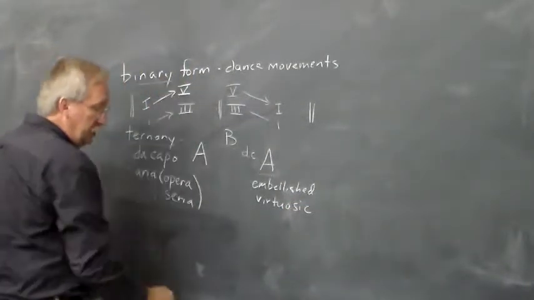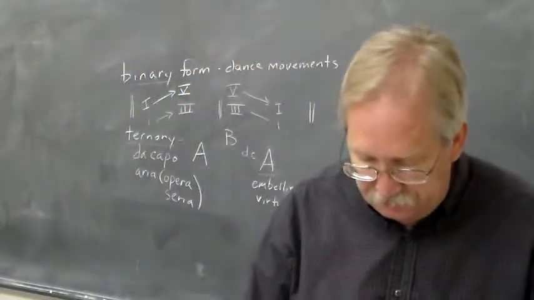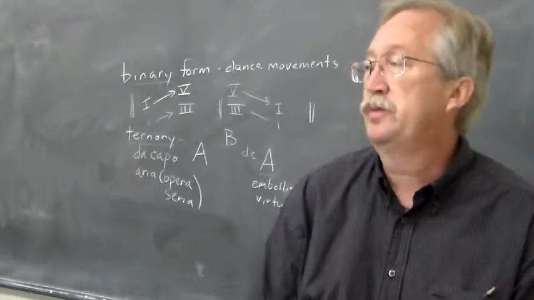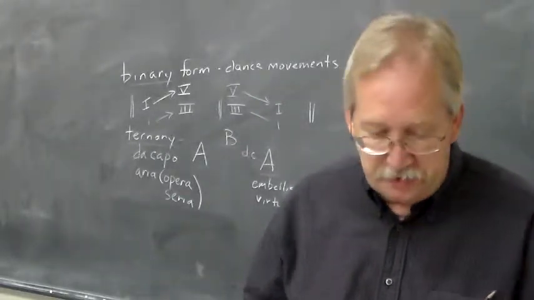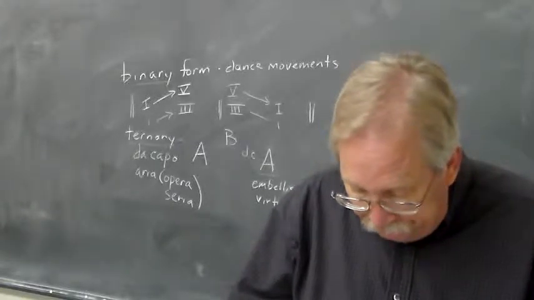So these are the two basic plans that are listed here. And then in the Classical period, of course, sonata allegro is what emerged in the middle part of the century, and that was one of the most important developments of the Classical period.